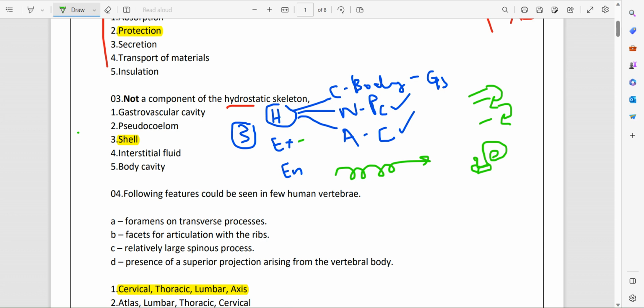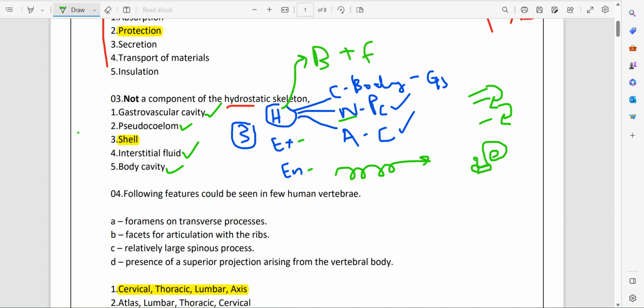So the next thing is endoskeleton, which is buried in soft tissues, present inside. So that's about the 3 types of skeletons present among organisms. So here they're asking about what is not a component of hydrostatic skeleton: gastrovascular cavity present in cnidarians, pseudocoelom present for nematodes, and body cavity for organisms, for example annelids, and interstitial fluid is the fluid that is filled inside. So hydrostatic skeleton means a body cavity filled with fluid.